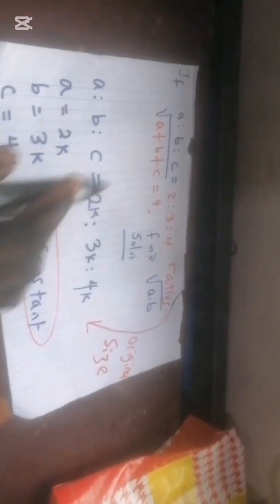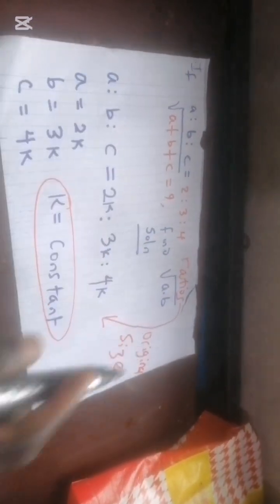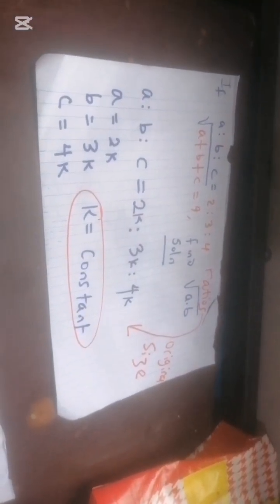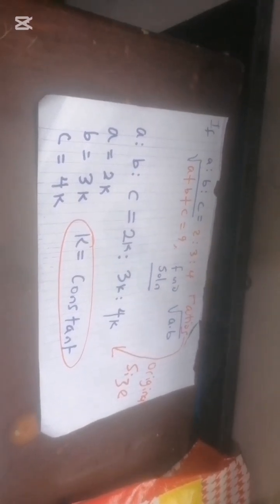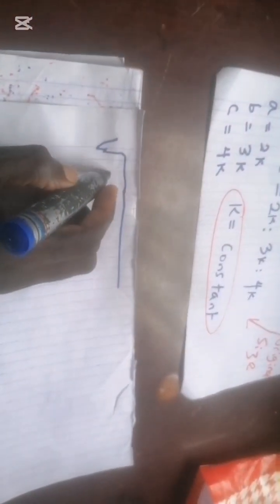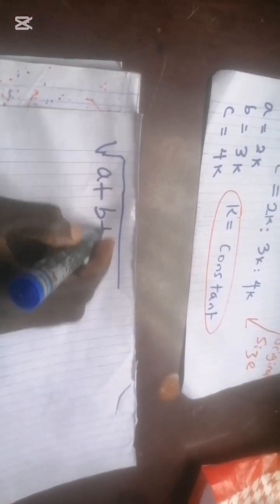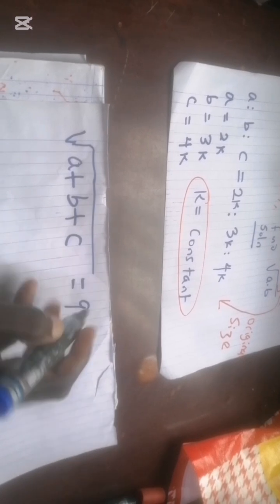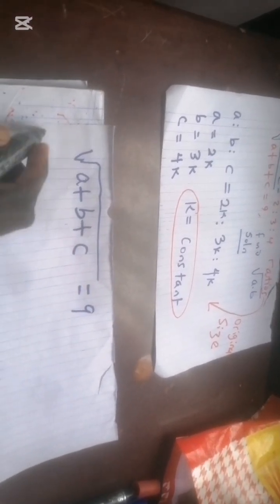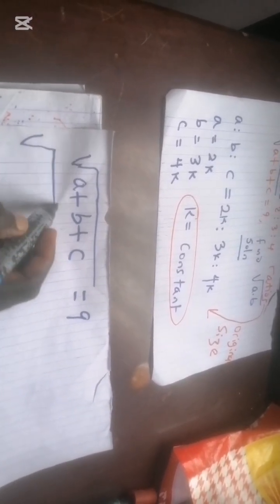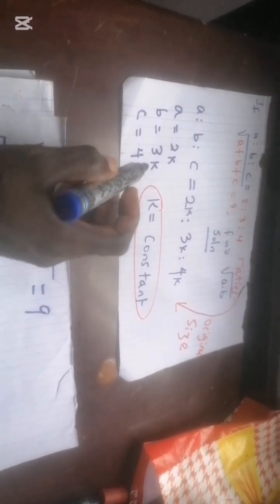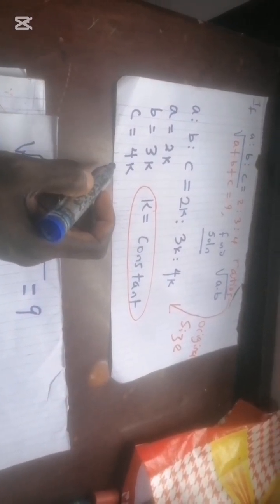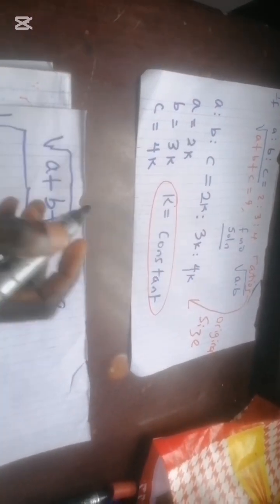All right. So I've taken the first condition. Let me take the second condition. Now in the second condition, what did it say? Let me write the question out first. We have the square root of A plus B plus C is equal to 9. So let's do this one. Now, what is A plus B plus C? So I want to use the original size. Not the ratio. So let's do it together.